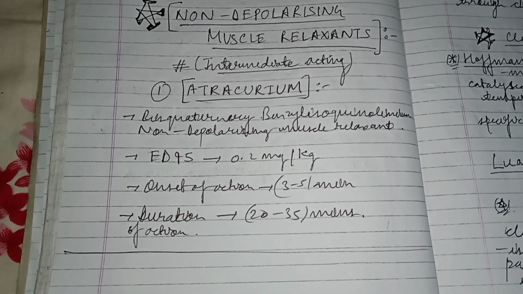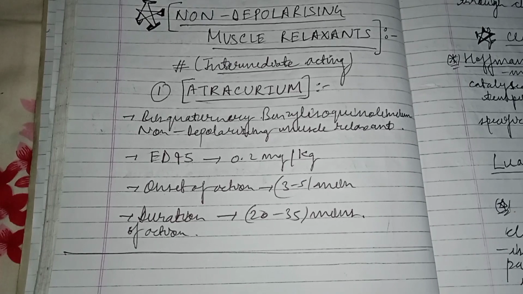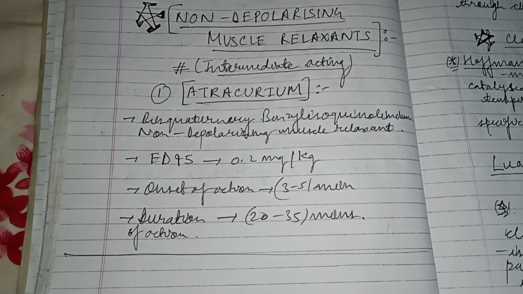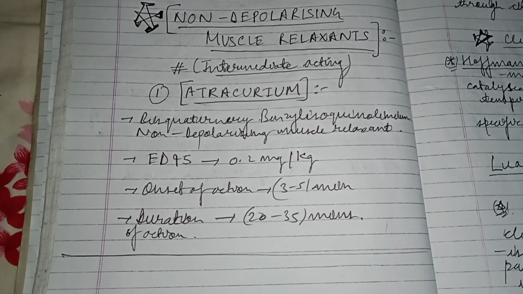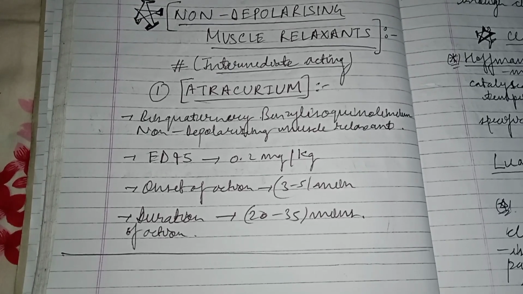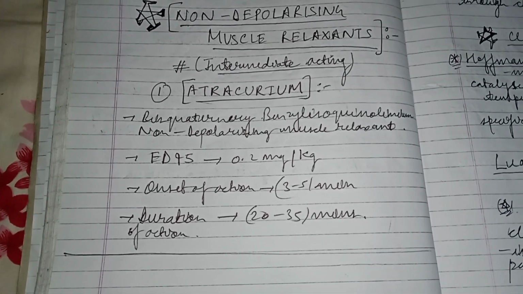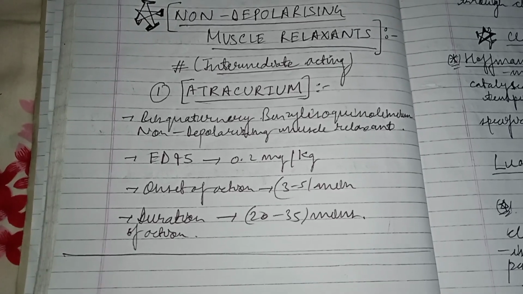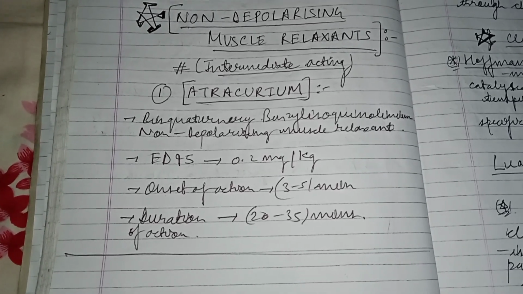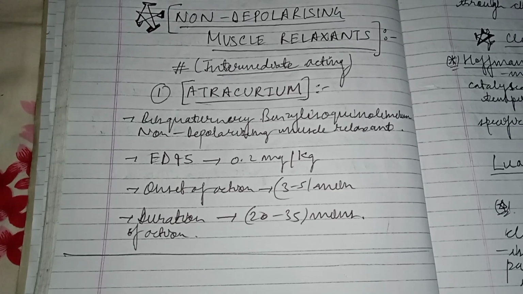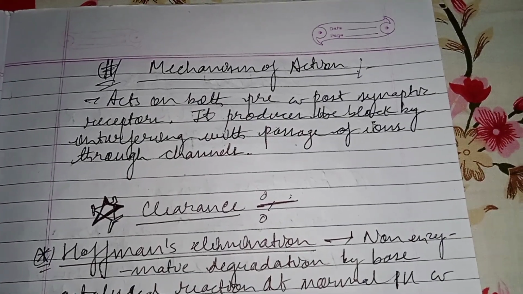I will repeat it once again. Please listen carefully. Atracurium is a bisquaternary benzyl isoquinoline non-depolarizing muscle relaxant. Its ED95 is about 0.2 mg per kg. The onset of action is 3 to 5 minutes and the duration of action is 20 to 35 minutes. Let's look at the mechanism of action of Atracurium.